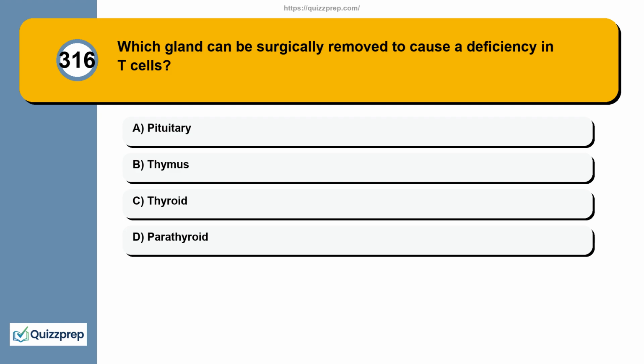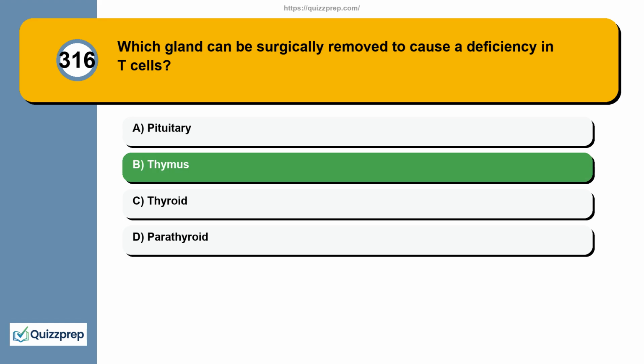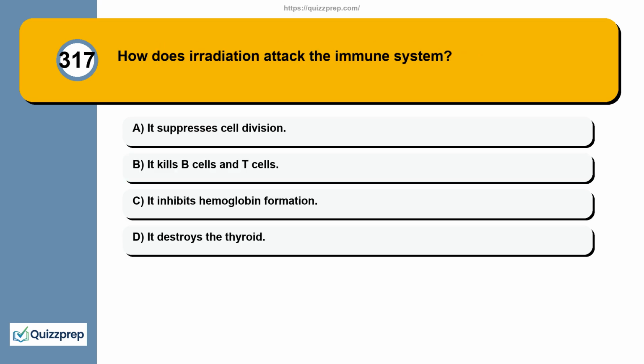Question 316. Which gland can be surgically removed to cause a deficiency in T cells? Option A, pituitary. Option B, thymus. Option C, thyroid. Option D, parathyroid. The correct answer is option B, thymus.